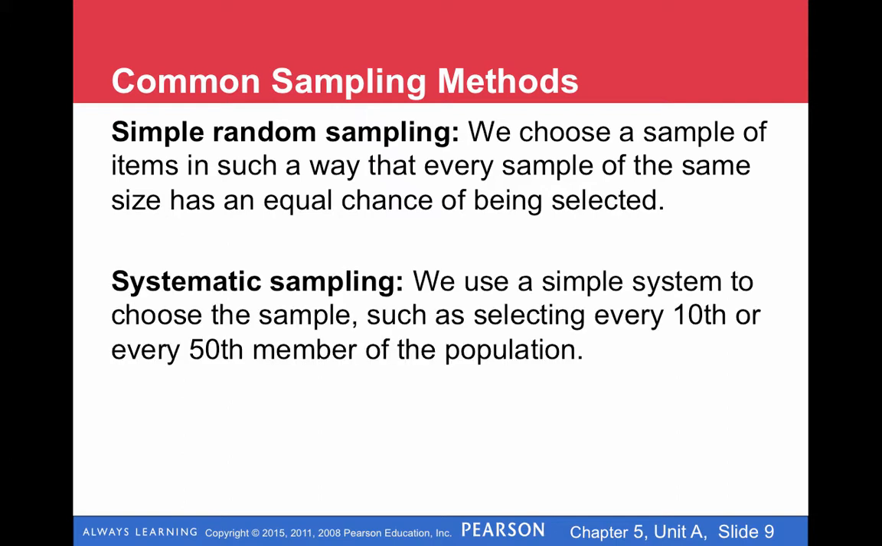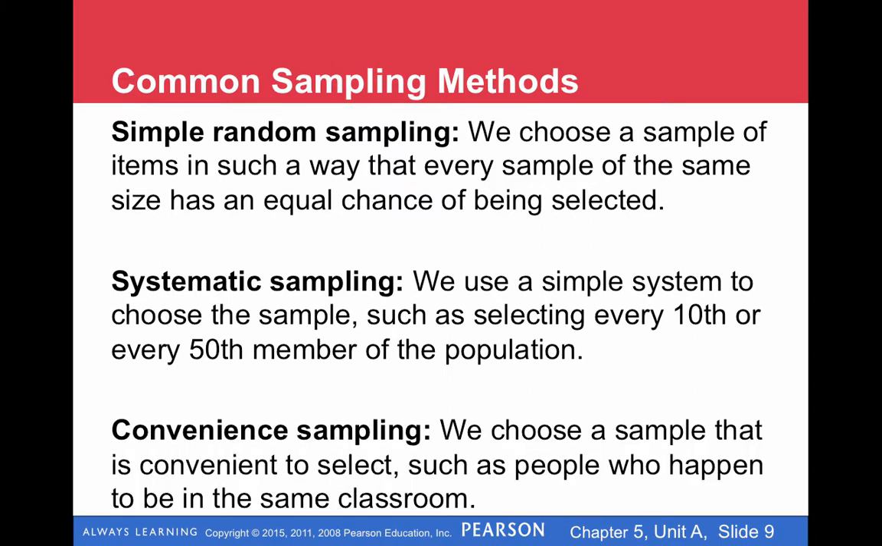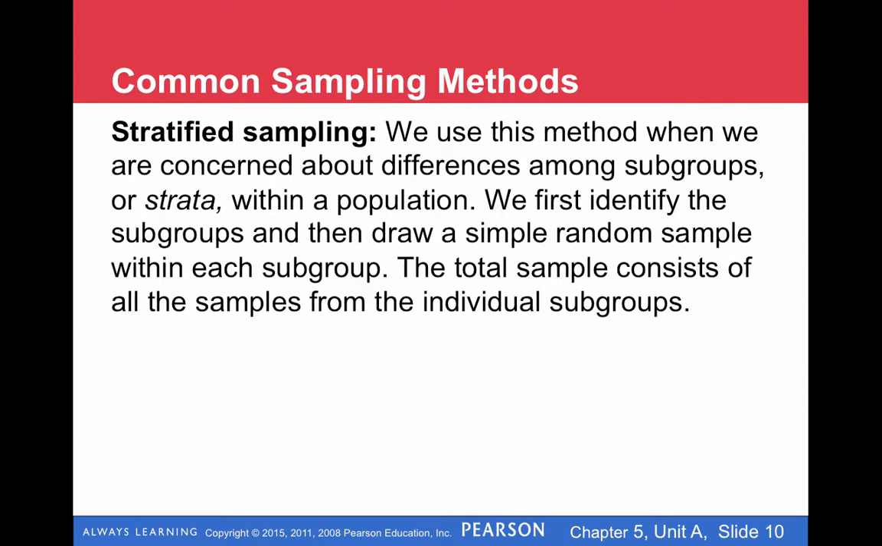So instead we use some other easier techniques, like systematic sampling. We use a simple system to choose the samples, such as selecting every 10th or 50th member of the population. You could stand outside of a grocery store and ask every 10th person who they're going to vote for, or whatever you want to collect about the population. Convenient sampling is not a good method, but it happens sometimes. We choose a sample that is convenient to select, such as people who happen to be in the same classroom or in close proximity to us, or Facebook would be a convenient sample.